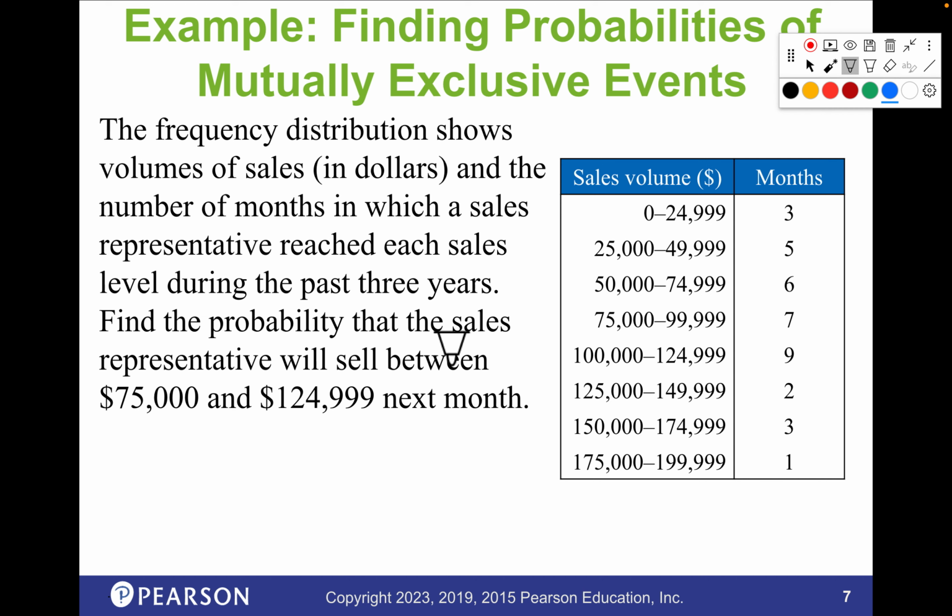Find the probability that the sales representative will sell between 75,000 and 124. So 75 starts here, 124 ends here.